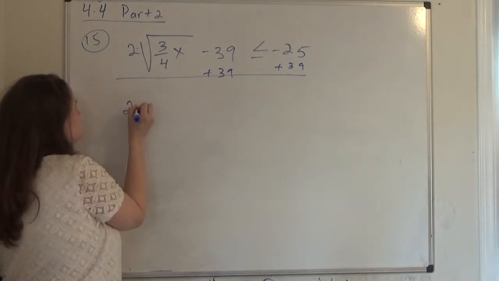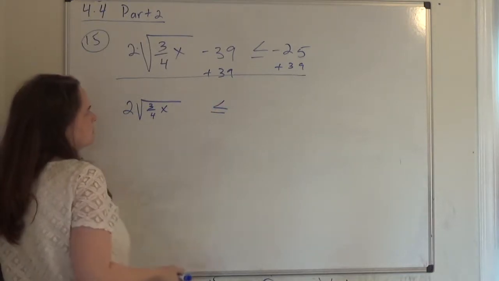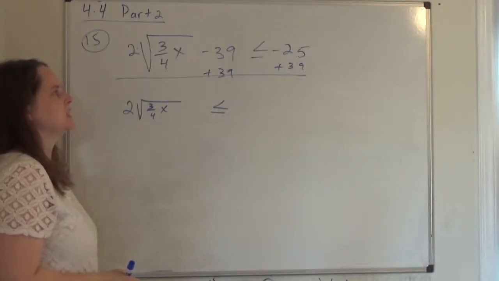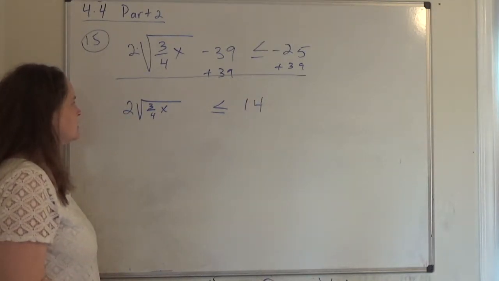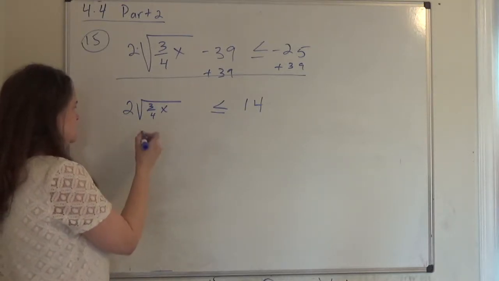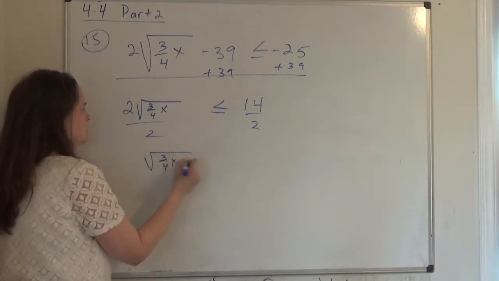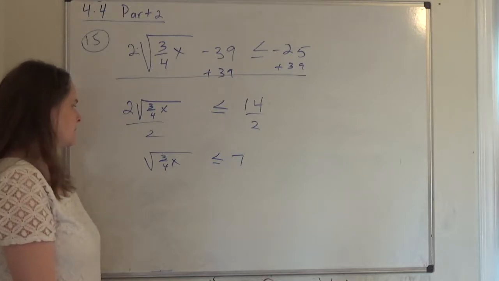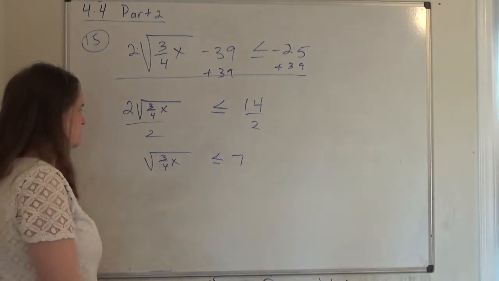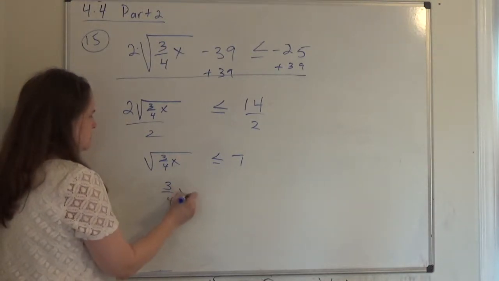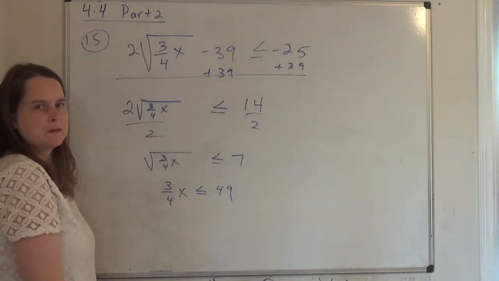So I've got 2 times the square root of 3/4 x less than or equal to negative 25 plus 39, which gives me 14. And then I need to isolate the radical, so divide both sides by 2. Square root of 3/4 x less than or equal to 7. Now that the radical is isolated, I'm going to square both sides. So if I square the left, I get 3/4 x. Square the right, that gives me 49. So if you need an extra step in there, just fill it in.